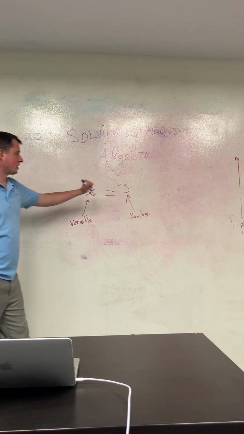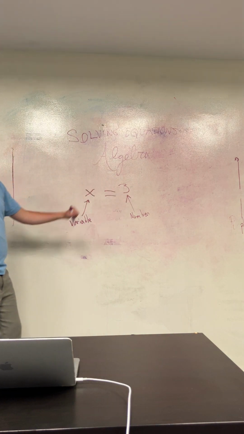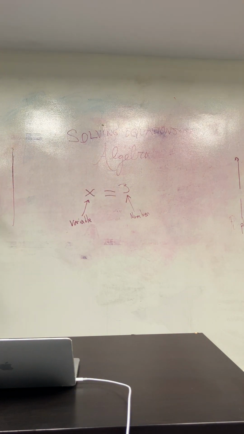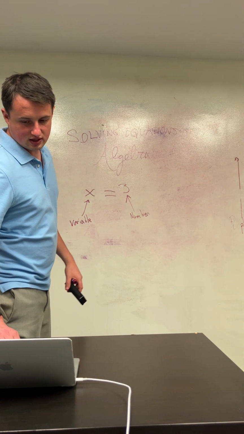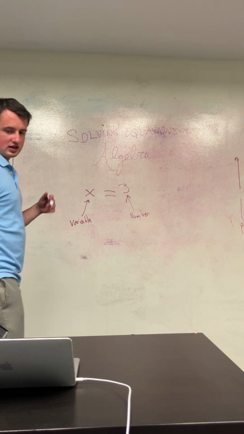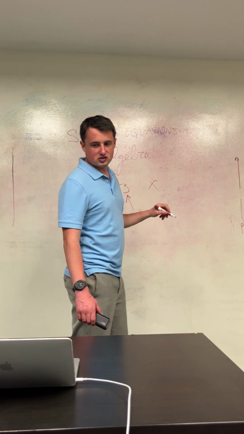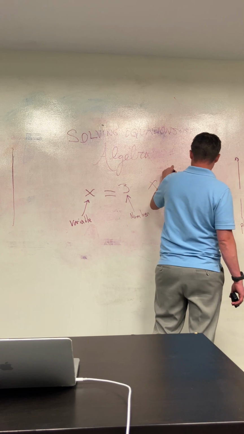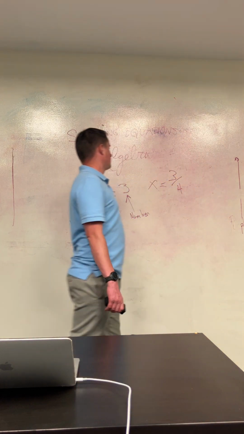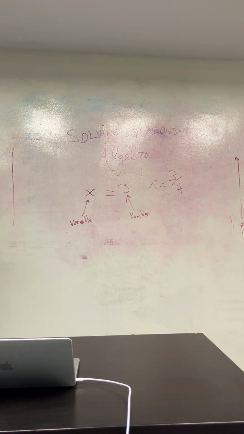It's like fire and gasoline. We would prefer to keep them separate from each other, although once they get together, you can't really separate them. So we want to get them all separated. We want it to look like X equals a number. For example, X equals 3, or X equals, here's a fraction, 3/4. So that's how we want it to look.